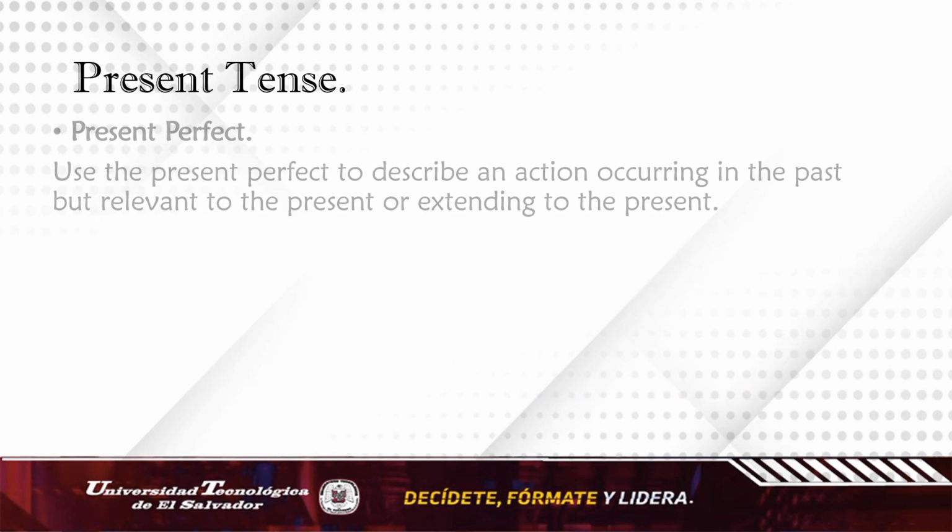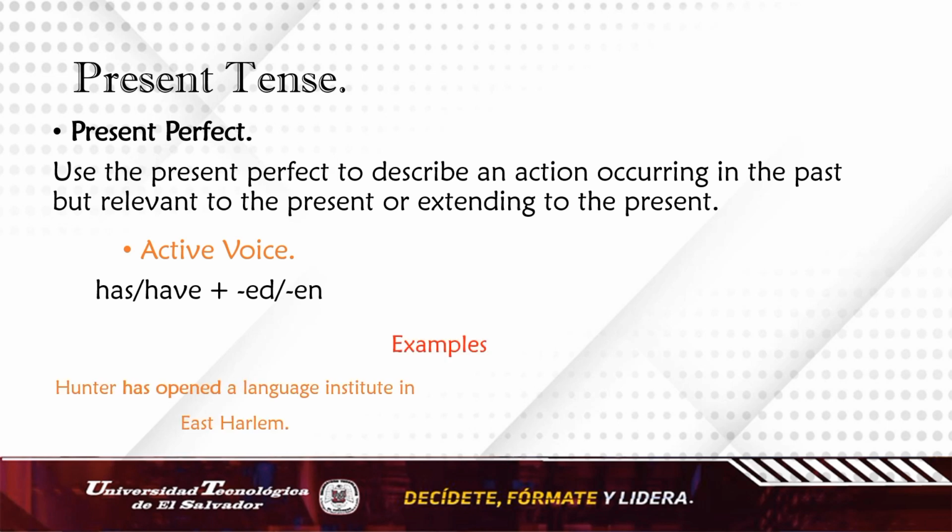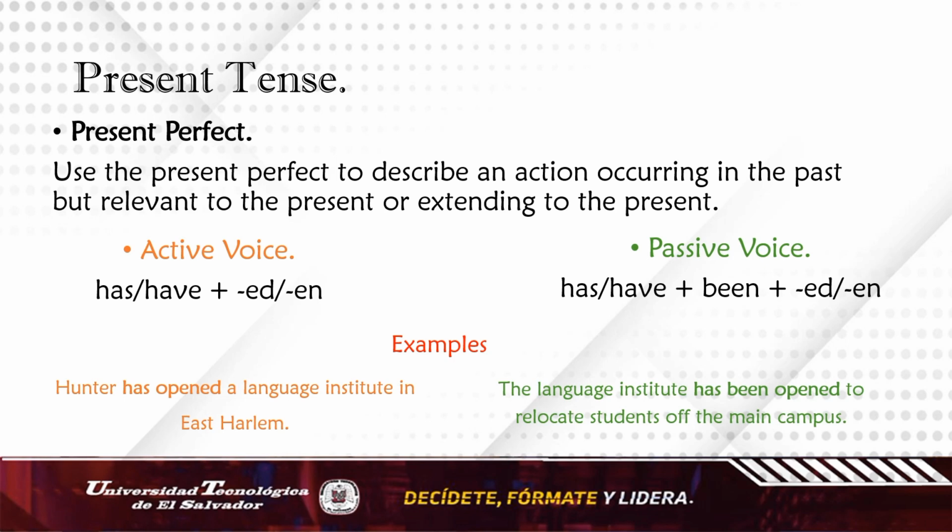Present perfect. Use the present perfect to describe an action occurring in the past but relevant to the present or extending to the present. In active the structure is has, have plus -ed, -en. For example, Hunter has opened a language institute in East Harlem. In passive the structure is has, have plus been plus -ed, -en. For example, the language institute has been opened to relocate students off the main campus.